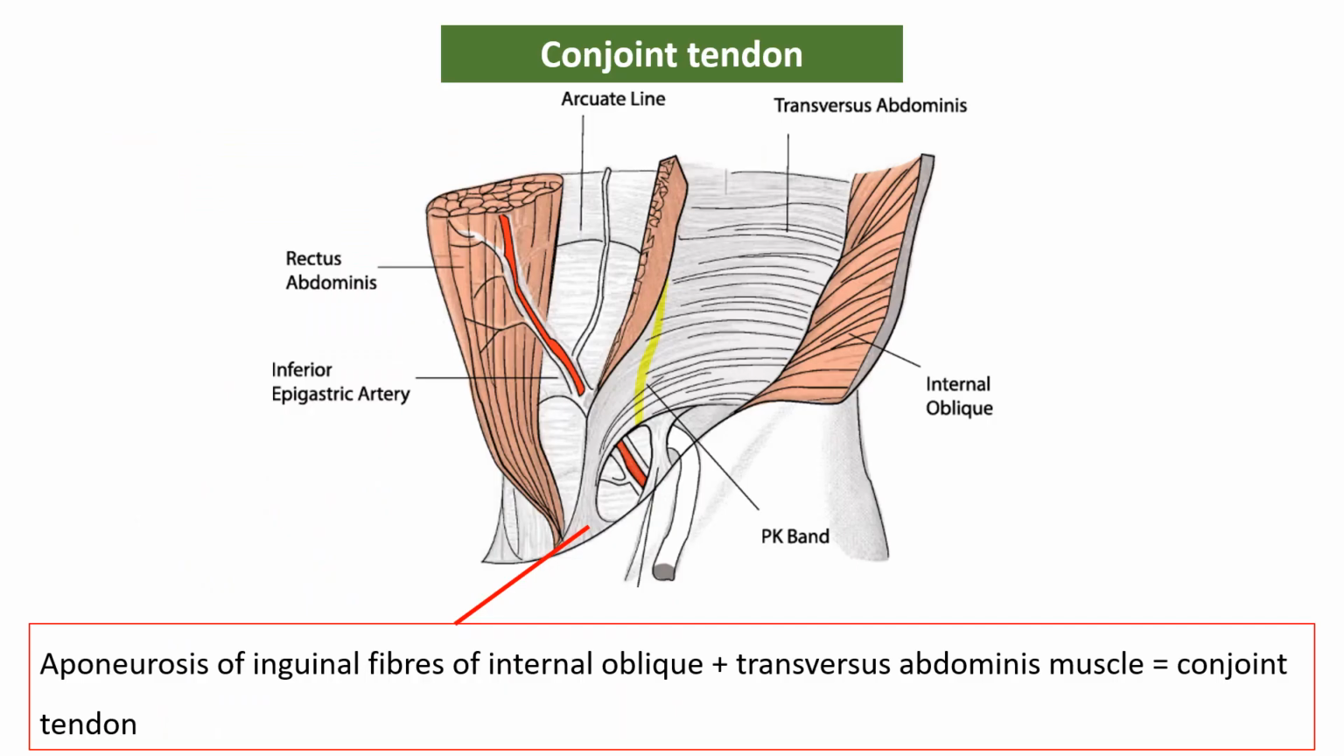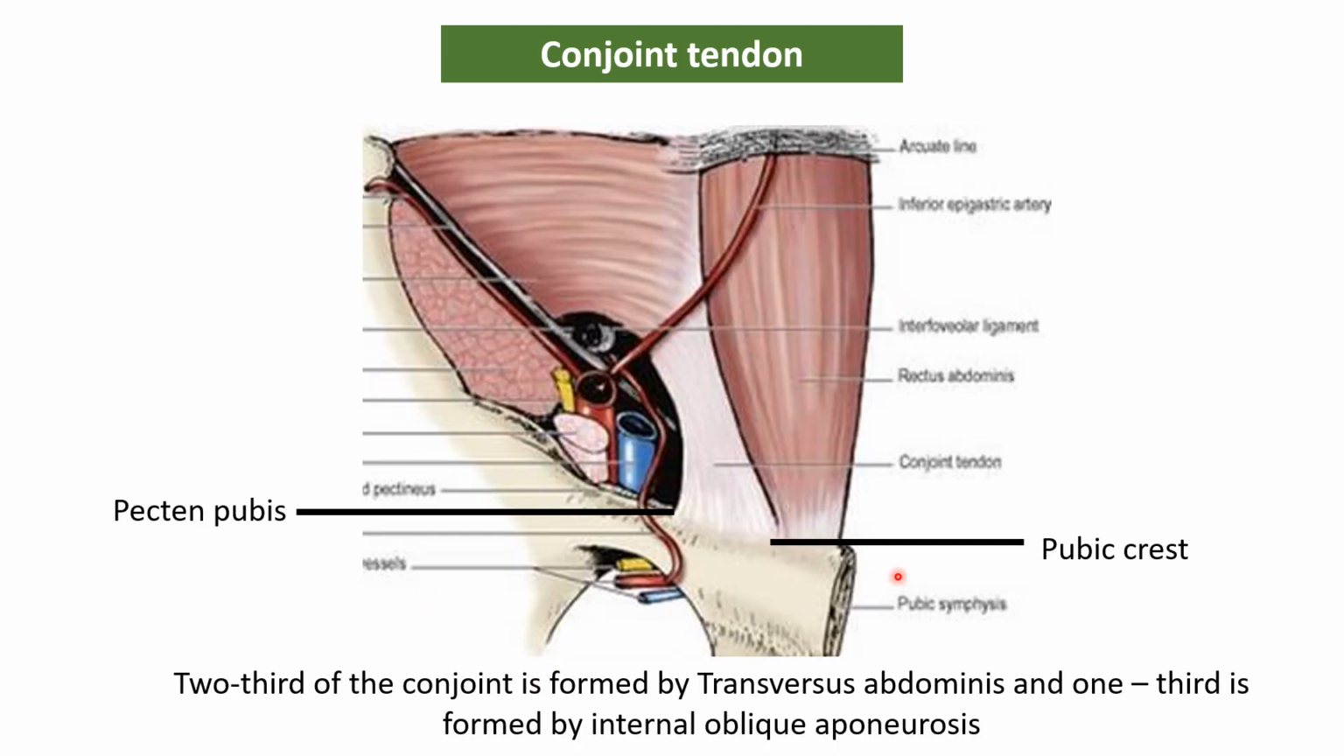Coming to what is the conjoint tendon. As I mentioned before, conjoint means it is formed because of the union of the aponeurosis of the internal oblique muscle and the transversus abdominis muscle. Look at the picture here: the conjoint tendon is attached medially to the pubic crest. Trace it laterally, it goes and gets attached to the pecten pubis. Of the conjoint tendon's contribution, 3/4 is by transversus abdominis and only 1/3 by the internal oblique muscle.